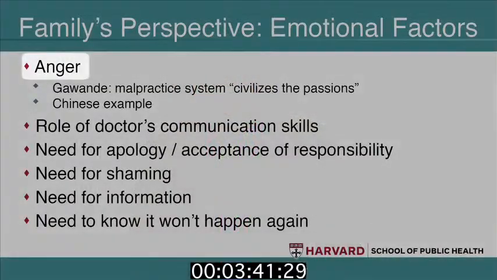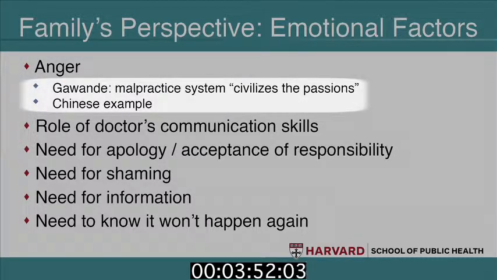The family may also be suing for other more emotional reasons. We know from research about why plaintiffs sue that anger is often a precipitating event in bringing a family to the point where they need to file a lawsuit. Atul Gawande, in his sentinel essay in the 2005 New Yorker on the malpractice mess, speaks of the malpractice system as a system for civilizing the passions, meaning it provides a conduit for the civilized expression of volatile emotions like anger. And Gawande contrasts our system to the system that was in place in China until a decade ago. China essentially offered no civil remedy at all for medical malpractice.